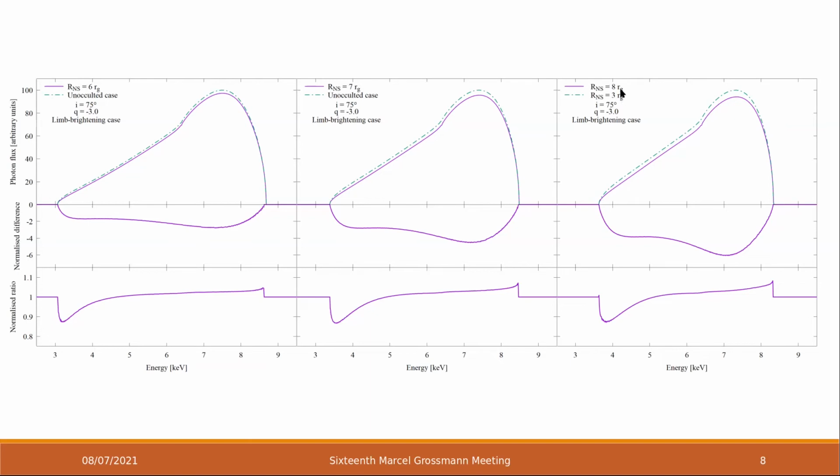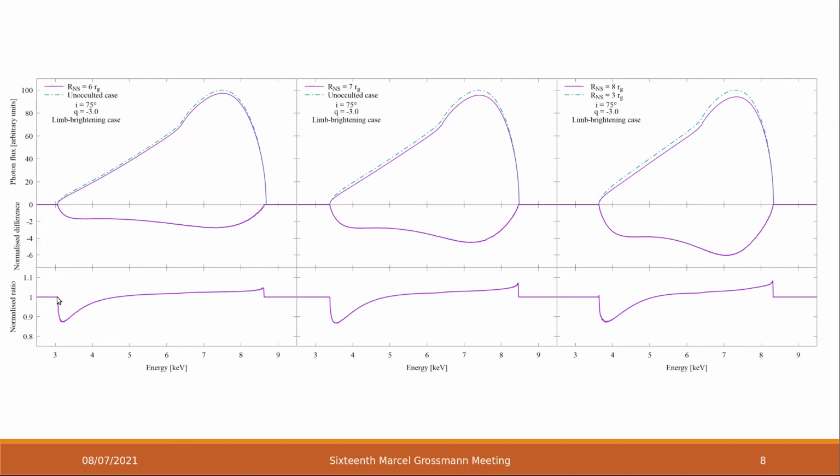This is because the occultation only depends on the radius of the neutron star in terms of gravitational radii, so in terms of the mass of the neutron star. And you can see that the difference is fairly small in absolute terms, because it's ranging from 2% of the peak to around 7% of the peak. But the most important thing here is not the absolute loss in flux, but the relative loss in flux. And here I plotted the ratio between the occulted and unocculted case.